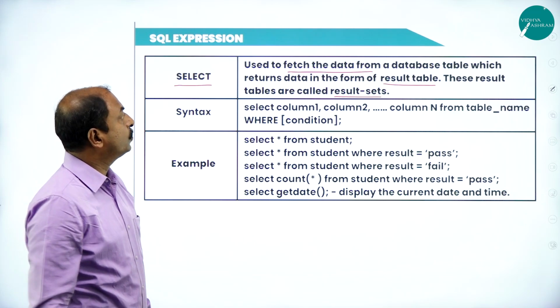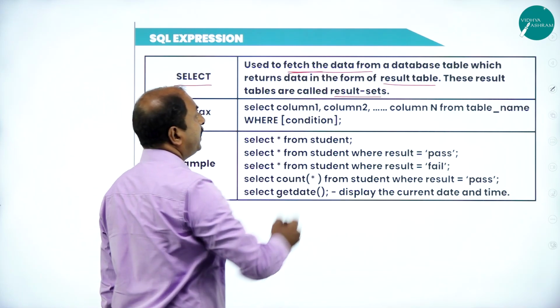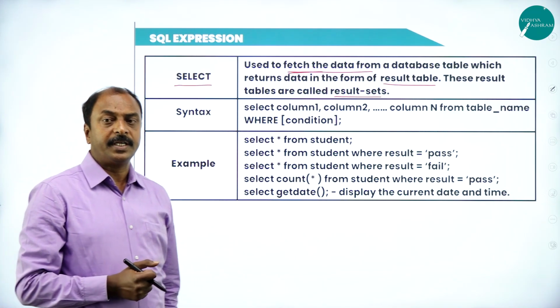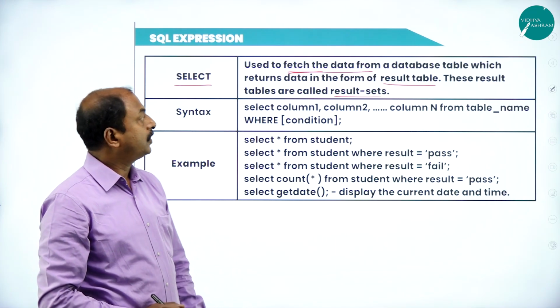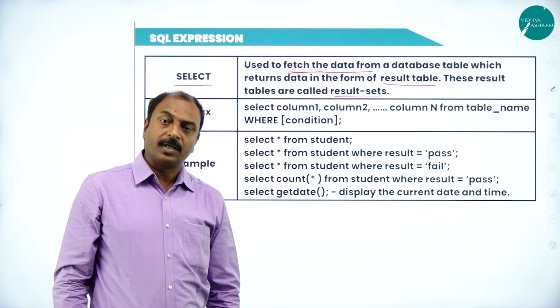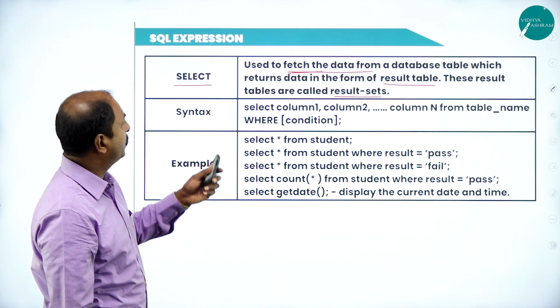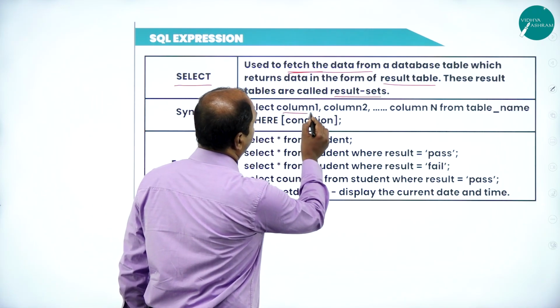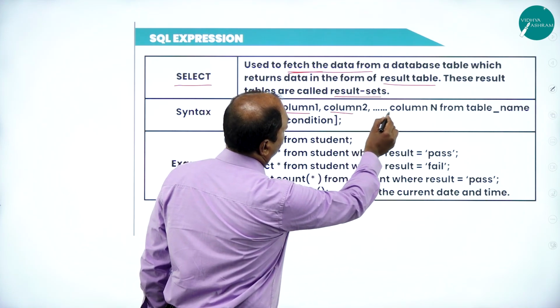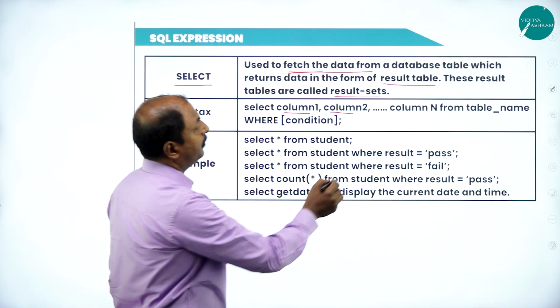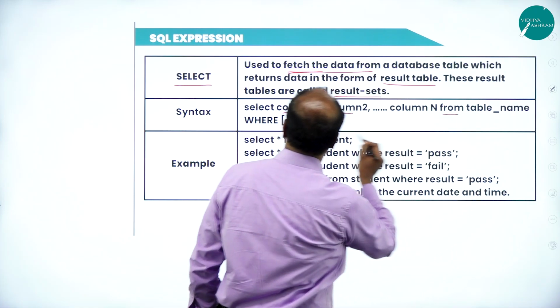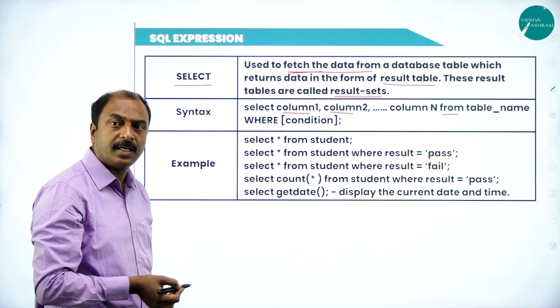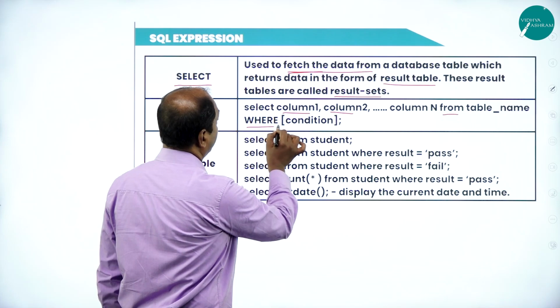So it is used to fetch the data, which means to retrieve the data from a table. Here we can retrieve a number of records from a table. Again, look at the syntax of that. So here: SELECT column1, column2 ... columnN FROM table_name. This is the syntax of that. And again here also we can make use of the WHERE clause.